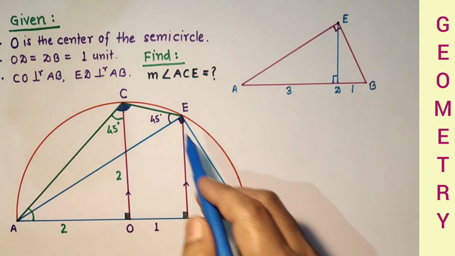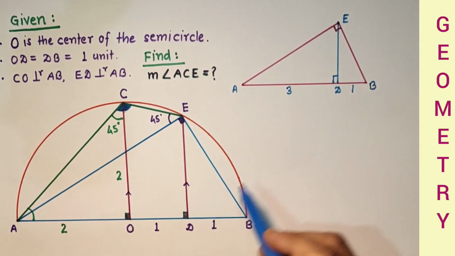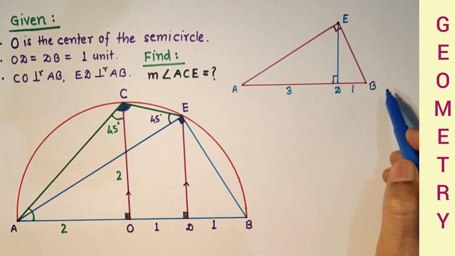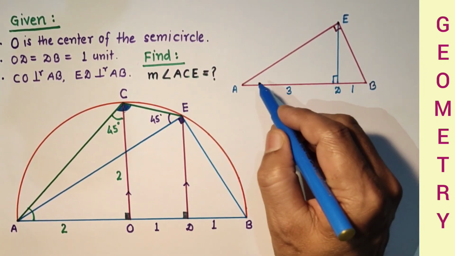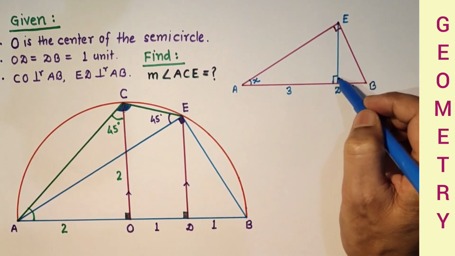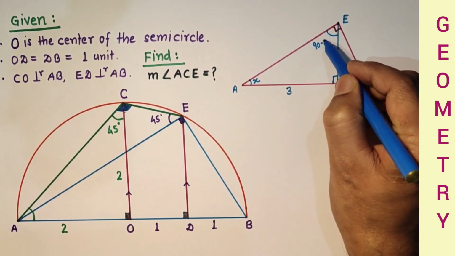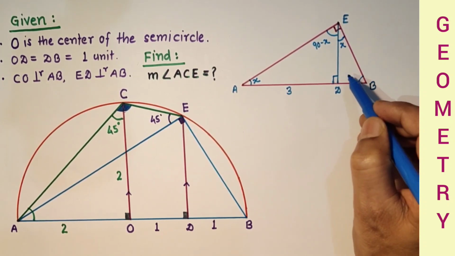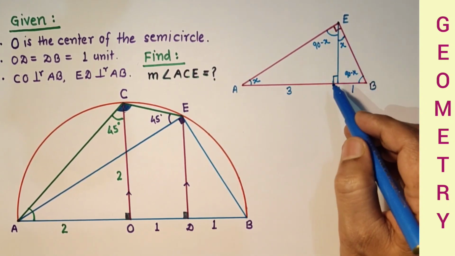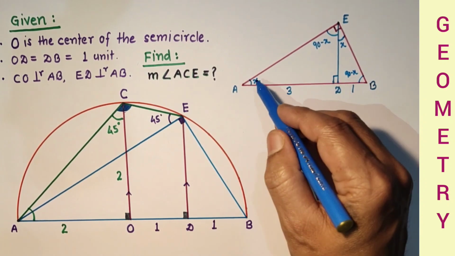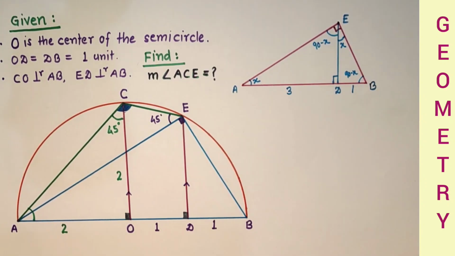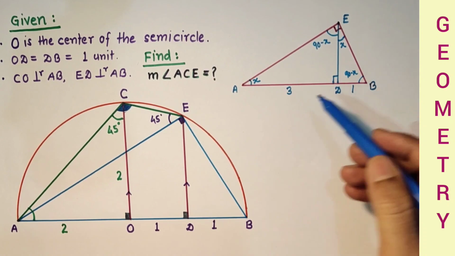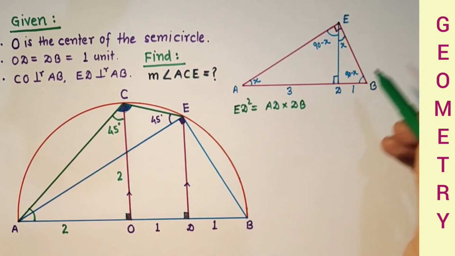The triangles AEB, ADE and EDB are similar triangles. Triangle AEB is here and ED is perpendicular to this. They are similar because if this is X, and this is 90, then this will be 90 minus X. If this is X, this is also 90 minus X. All are similar. So using corresponding sides in proportion, we can find ED squared is equal to AD into DB.